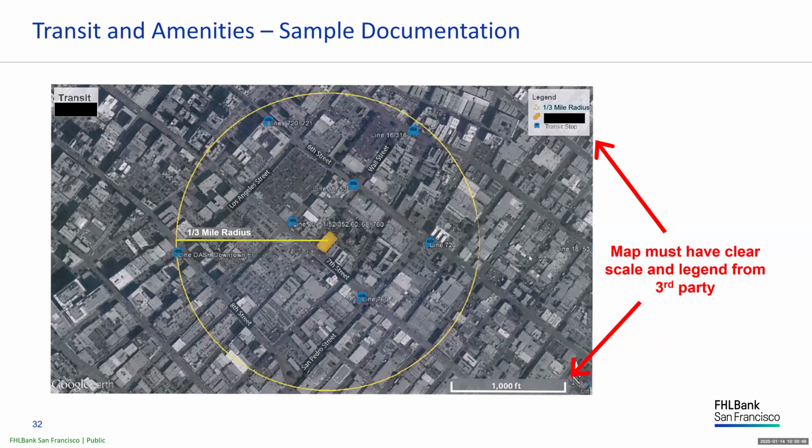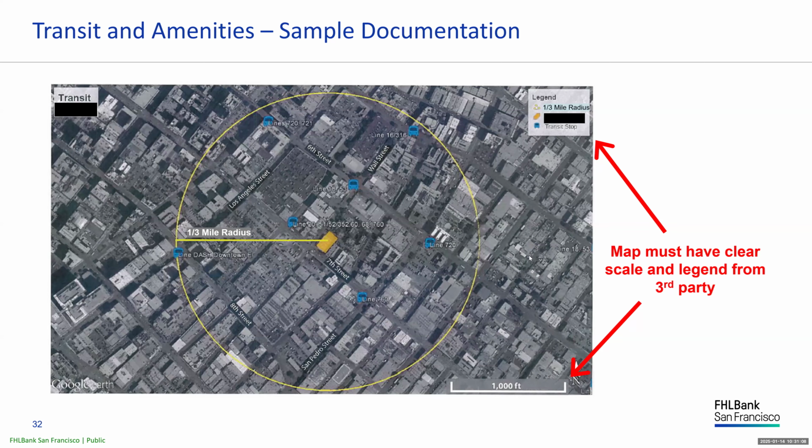Here's a good example of documentation for the number of transit lines near the project. This example clearly shows where the project site is, the distance radius surrounding the project, 1/3 of a mile, and the distinct transit lines that are within that area. It also shows a clear scale and legend from a third party.